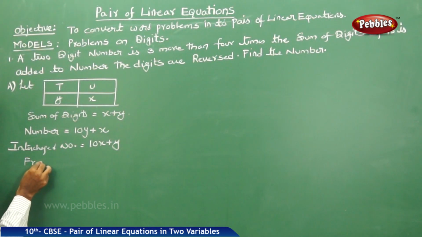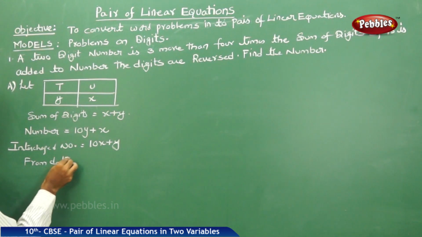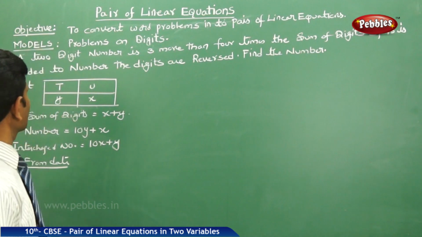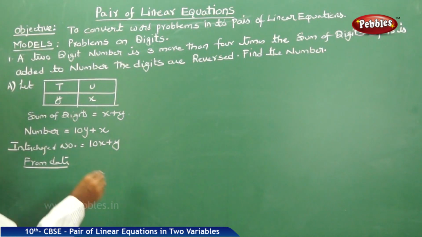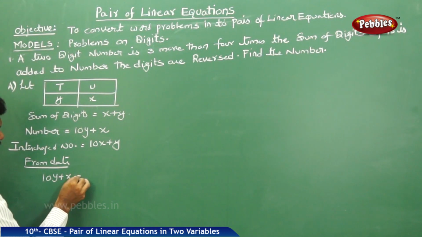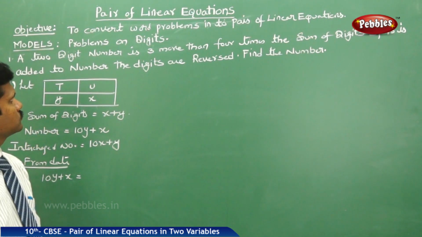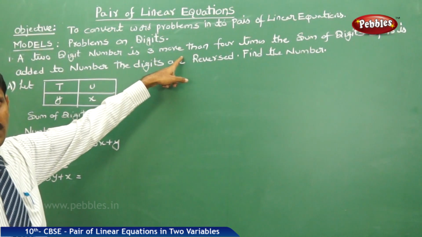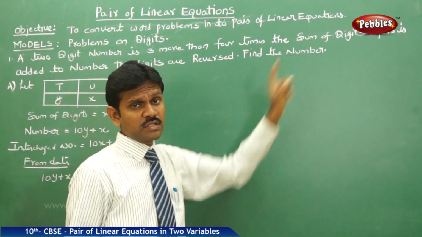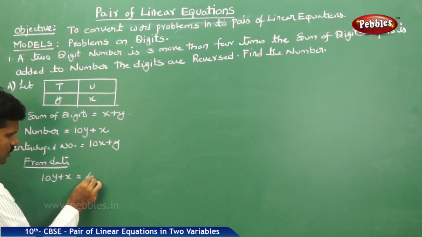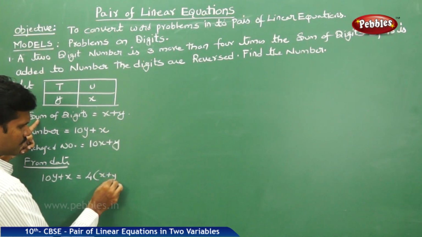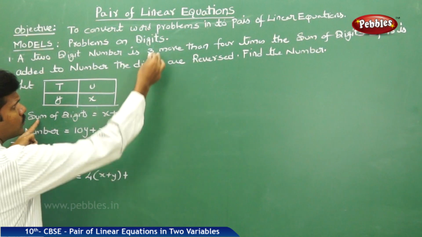From data, what information will I collect? A 2-digit number is, what is the 2-digit number? 10y plus x is nothing but equal to, is 3 more. 3 more means 3 plus 4 times the sum of the digits. 4 times the sum of the digits means 4 times x plus y, plus how much more? 3.